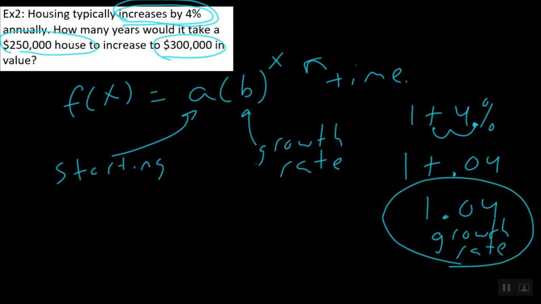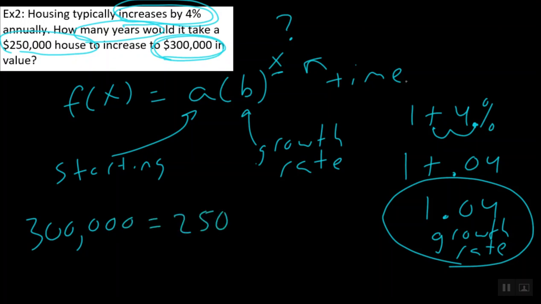Now notice, we said that x was our time, and here we're saying how many years would it take, so we actually don't know the time. We're trying to figure that out. So what's our function going to look like? Well, our ending value is 300,000, the value that we want, and so we'll set this equal to our starting value of 250,000 times the growth rate of 1.04 raised up to the power of x. So in this case, it's the exponent that we don't know.